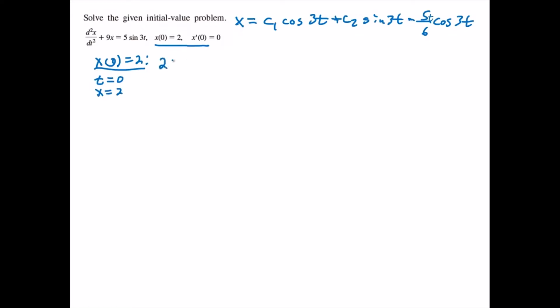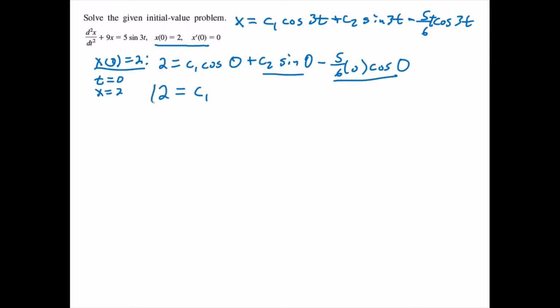So we'll replace x with 2, and we'll get c sub 1 times the cosine of 0 plus c sub 2 times the sine of 0 minus 5/6 times 0 times the cosine of 0. And what will happen here is we'll wind up getting 2 equal to, well, the cosine of 0 is 1, so we'll get c sub 1, and the sine of 0 is 0, this will be 0, so we see that c sub 1 is equal to 2.